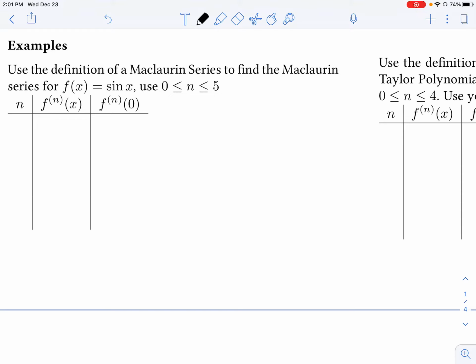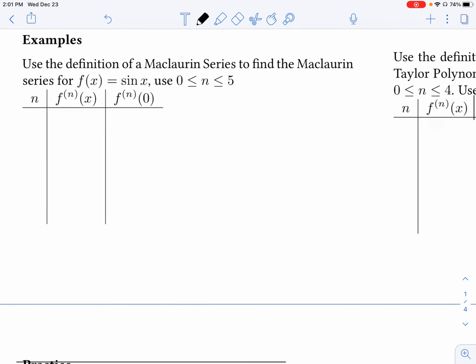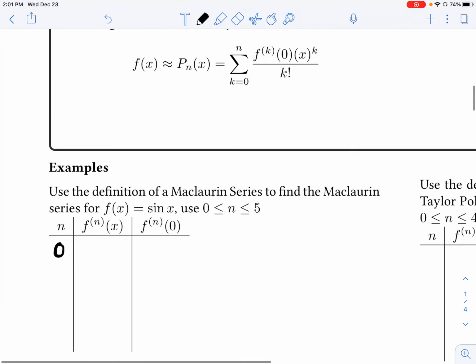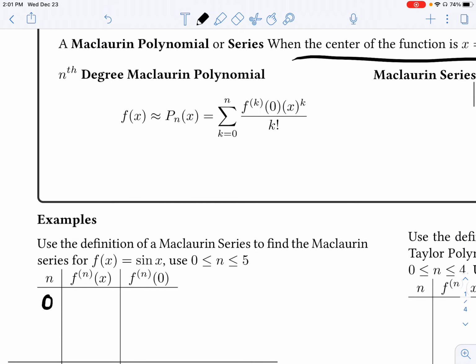So what I often do is set up a table to help me keep track of everything that we're doing here. So I'm going to start with n is equal to 0. Now, first, I want to make sure that we highlight if n is equal to 0, that means we are going to be raising this x to the 0 power. That means all of this here is going to be equal to 1. Anything raised to the 0 power is 1.